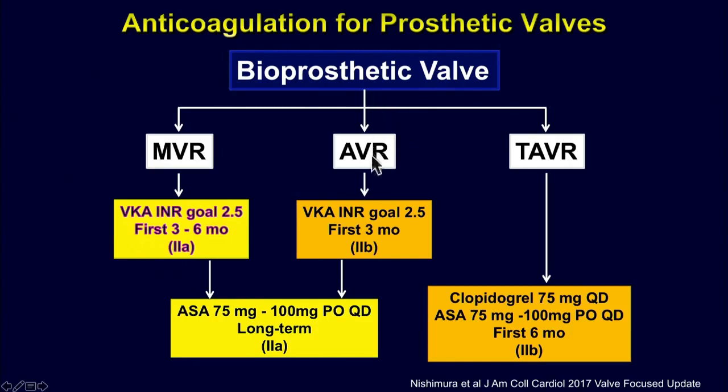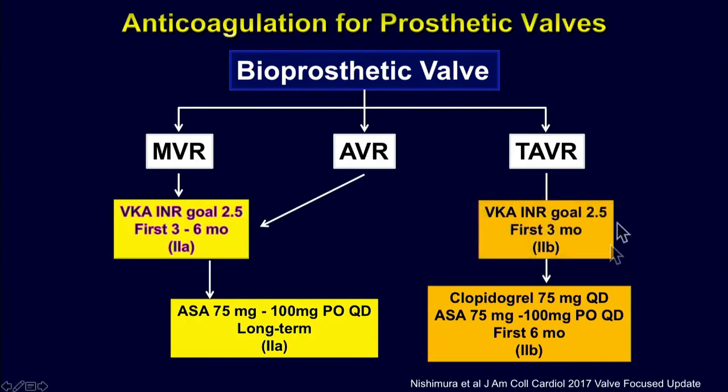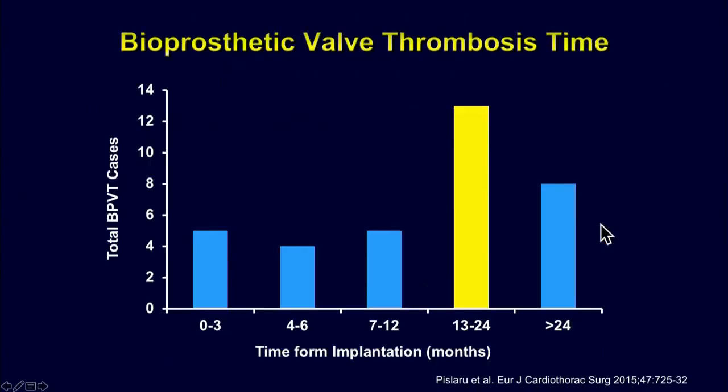For bioprosthetic aortic valves in the past, it was a Class 2B indication for Coumadin to a target INR of 2.5 for the first 3 months. Now it's exactly the same as for bioprosthetic mitral valves. For transcatheter valves, it's a Class 2B indication to give vitamin K antagonist for the first 3 months, again with the target INR of 2.5.